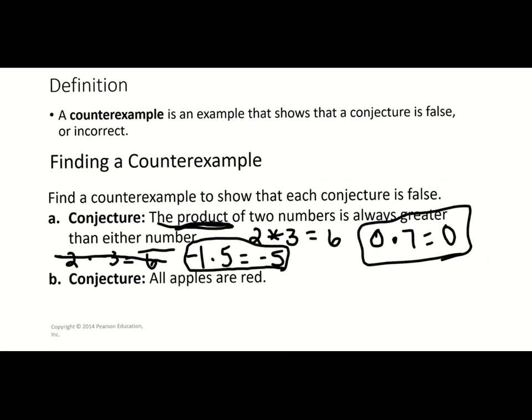All right, our last one, they want us to find a counterexample for the conjecture all apples are red. Most apples are red, but I can think of there are green apples, like a Granny Smith apple is green. So that's all you need to prove that your conjecture, your hypothesis is false.